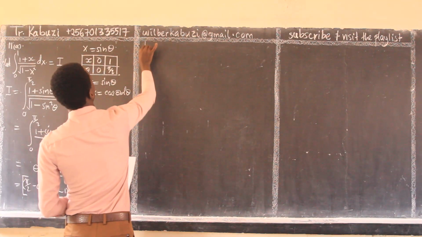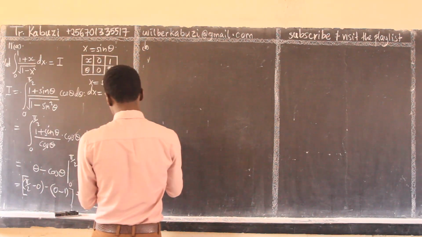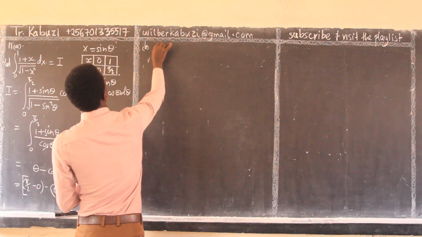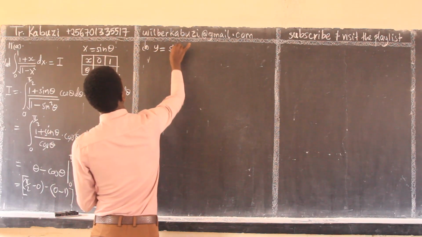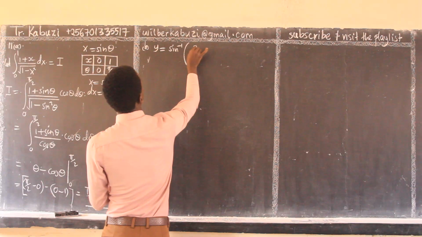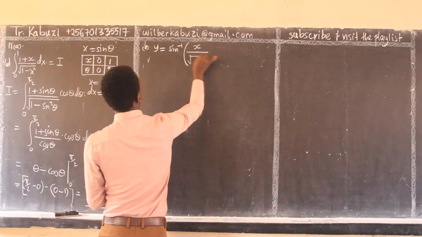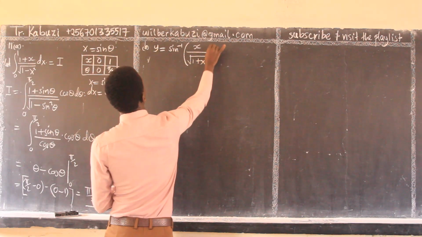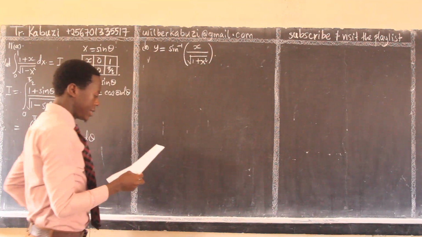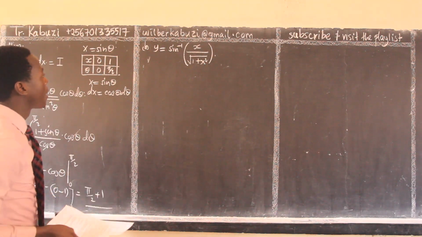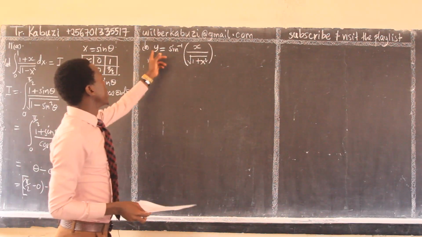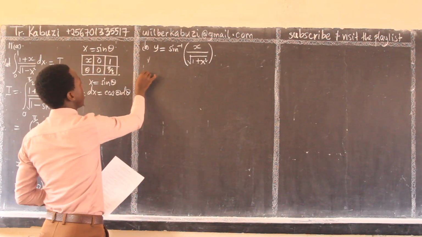Then our part B was about differentiation. We had y equals sine inverse of x over the square root of 1 plus x squared. Then they want us to express dy dx in terms of x. So we start by taking sine back.